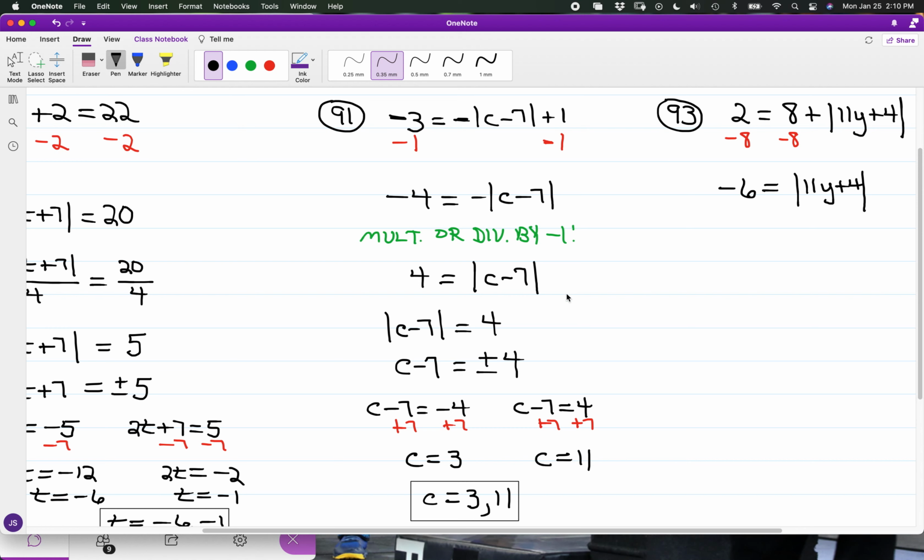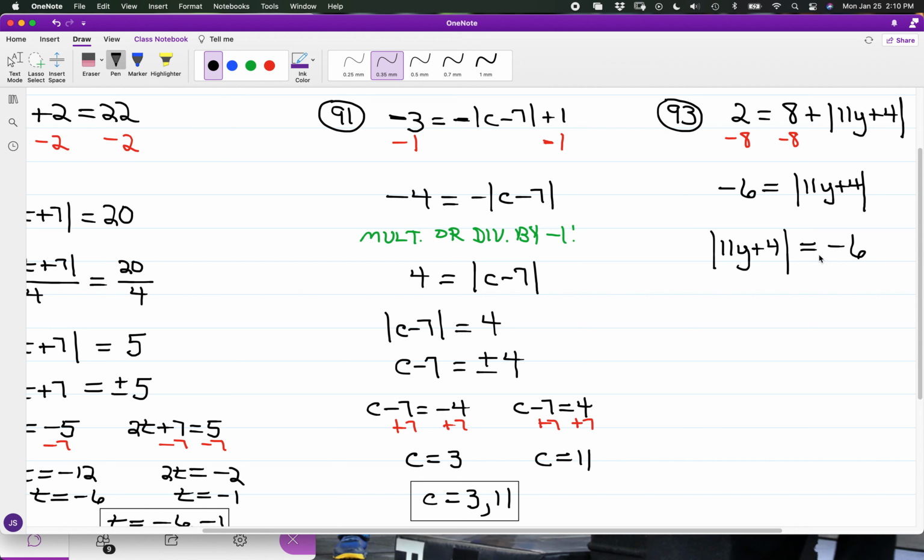And what I'm going to do here, just like what I did with the absolute value of c minus 7 and 4, I'm just going to switch the sides here. Kind of like going from a is equal to b to b is equal to a. Still the same logic, equivalent. So the absolute value of 11y plus 4 is equal to -6.